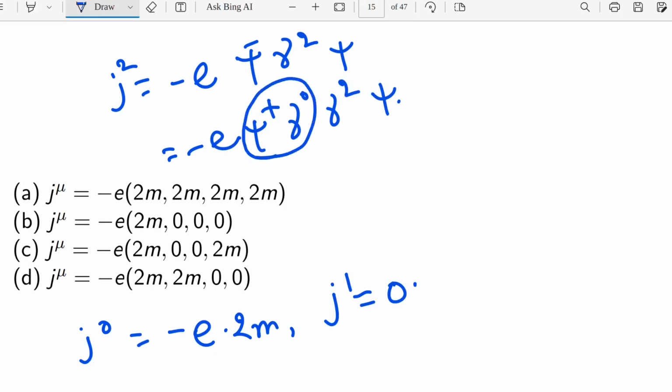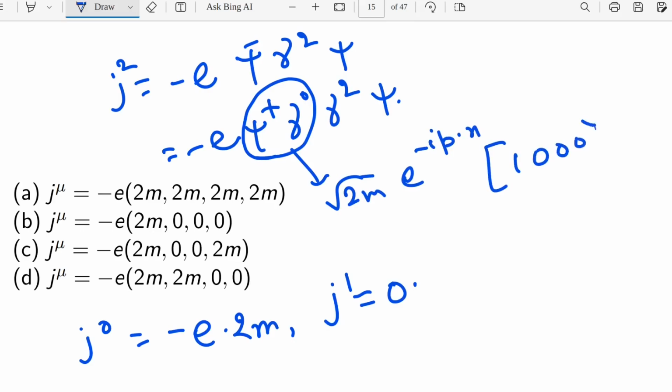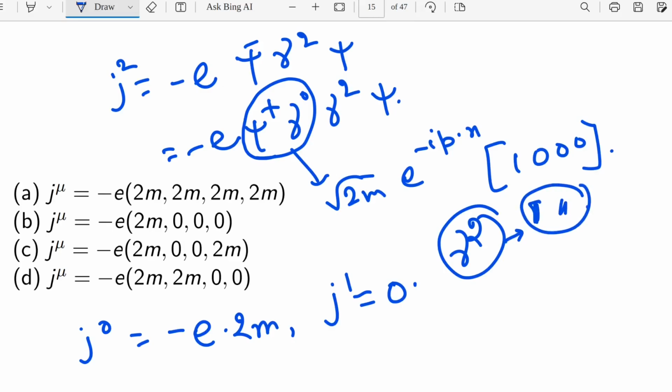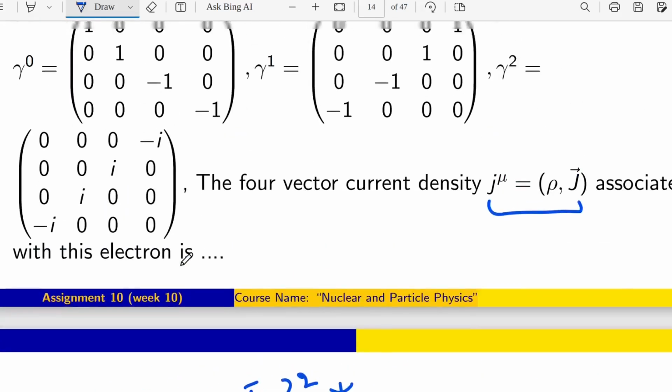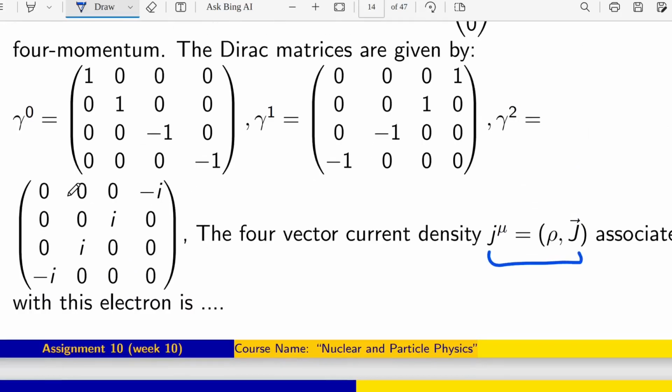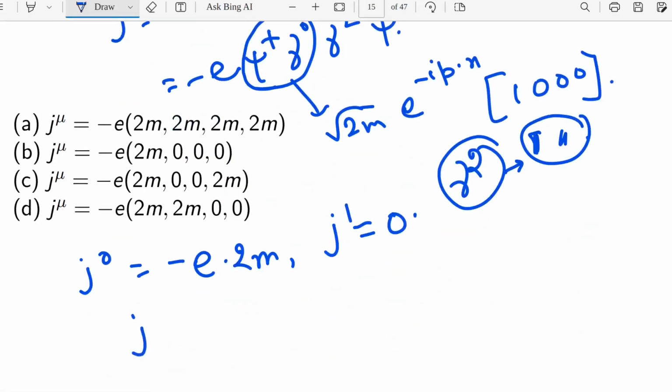So psi dagger gamma 0 gives e to the power minus i p dot x times 1 0 0 0. So if our gamma 2 has the 1 1 component as 0, then it will give us 0 value, right? So we can see here that in gamma 2 also, in the 1 1 term, we have a 0 value. So that's why our J2 will also be 0. Similarly our J3 will also be 0.